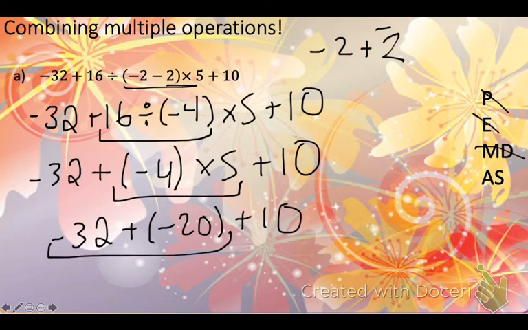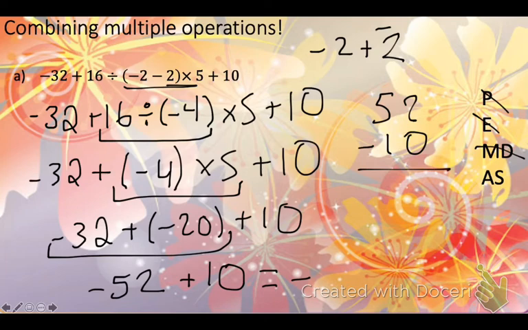Same sign, add and keep the sign. So 32 plus 20 is negative 52, because I'm keeping the sign. Different signs, I subtract and keep the sign of the larger number. So negative 52 is larger, so my answer will be negative. And if I take 52 minus 10, because I have to take the bigger number minus the smaller number, I get 42. So my answer is negative 42.